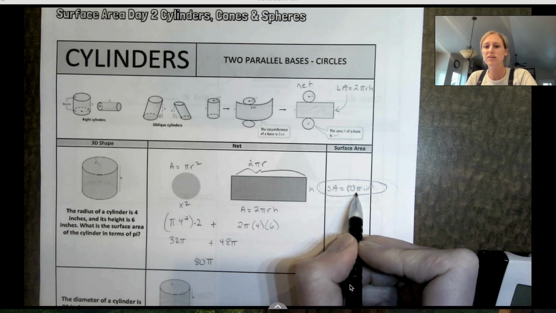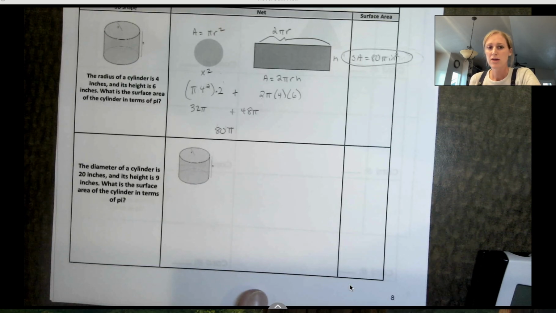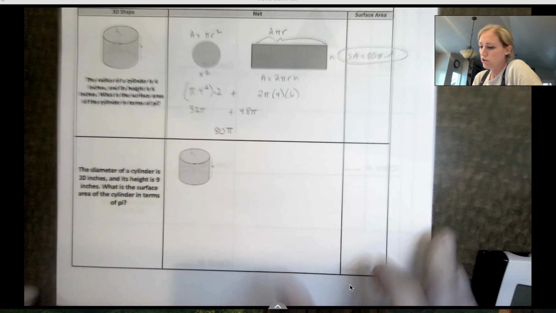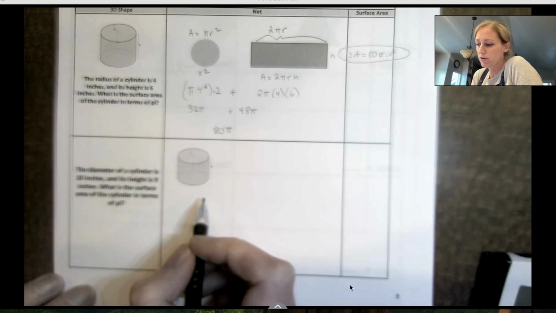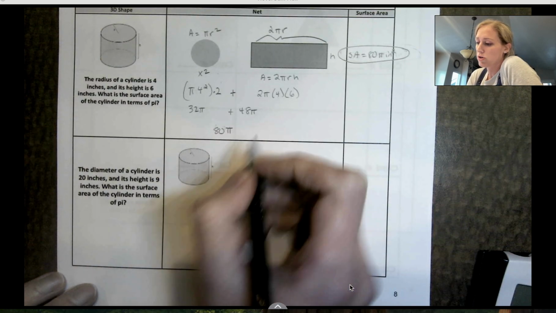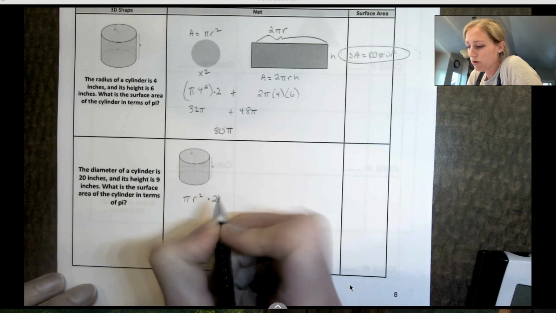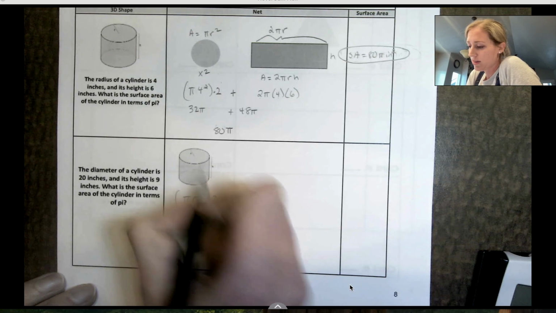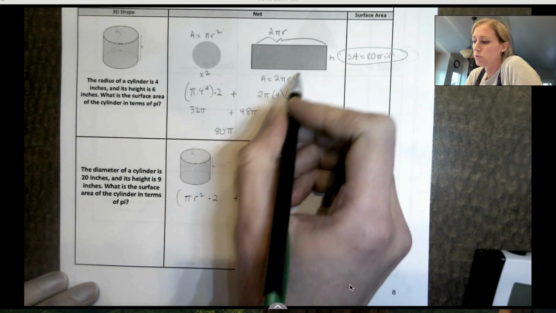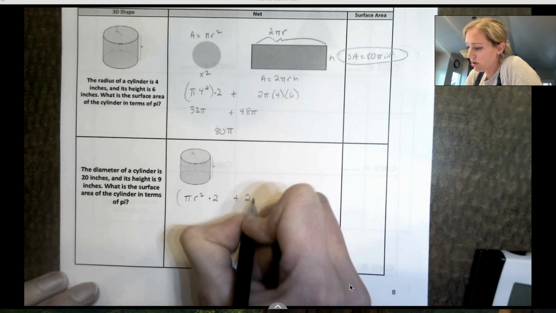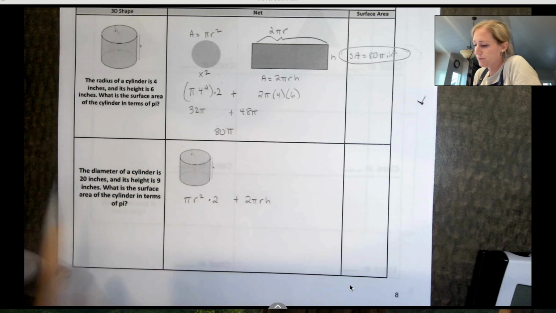That's what they mean when they say in terms of pi. We leave pi in our answer. Okay, let's try another one. The diameter of a cylinder is 20 inches. The height is 9. What's the surface area? Again, for this formula to work, we have 2 circles. So pi r squared times 2 gives me the 2 circles, plus that wraparound surface, which is 2 pi r h. That is going to give us the total surface area.